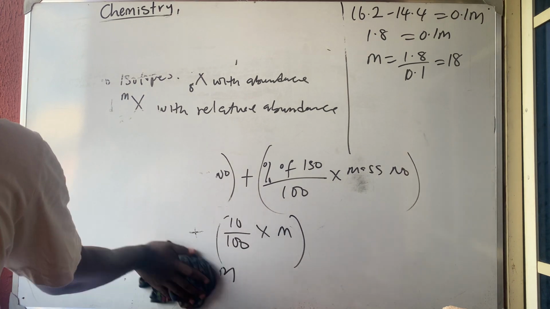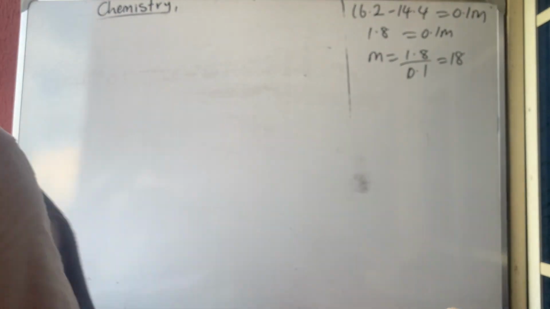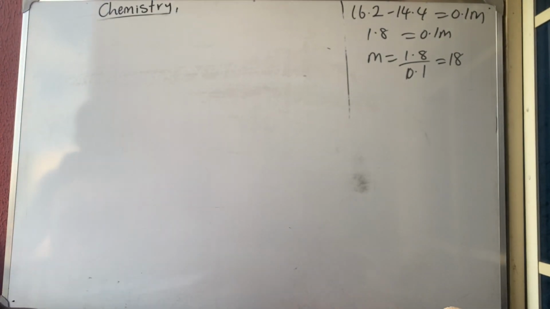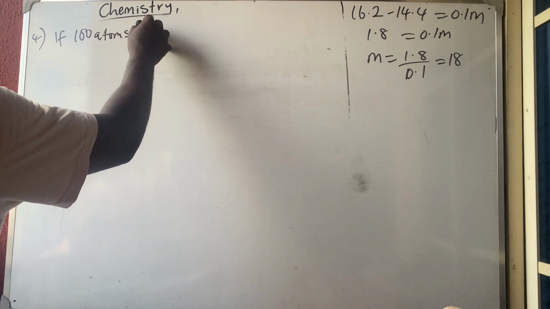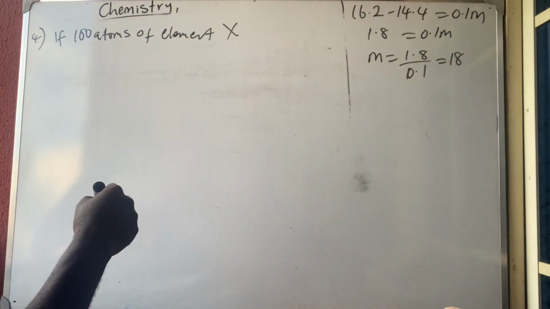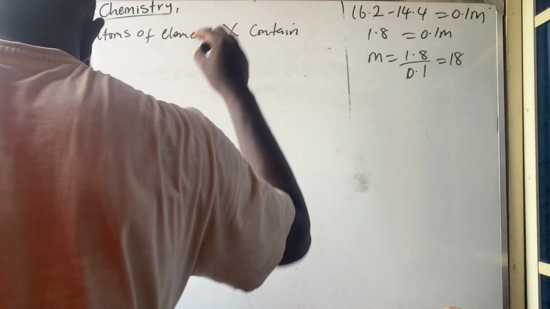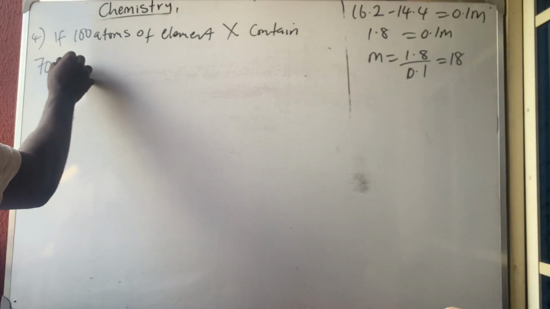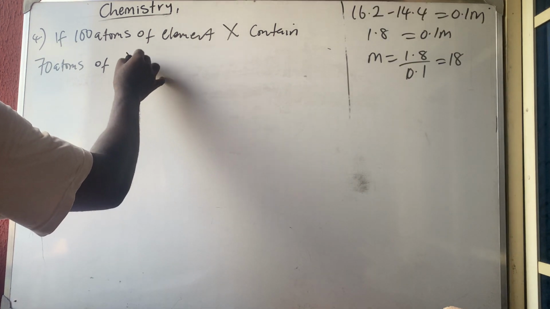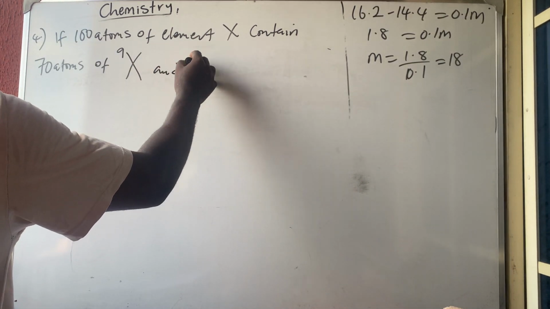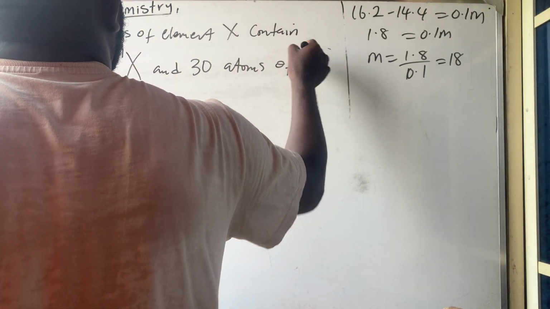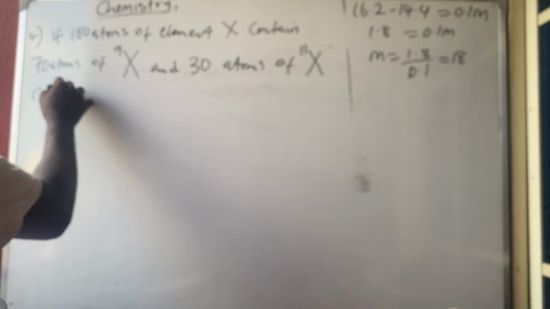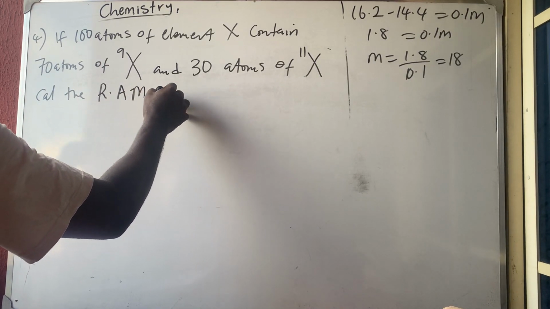So the next one, question number four. Question number four said, if 100 atoms of element X contain 70 atoms of X9 and 30 atoms of X11, calculate the relative atomic mass of X.